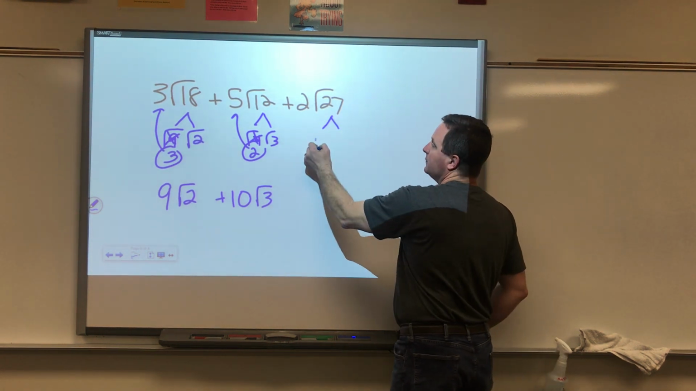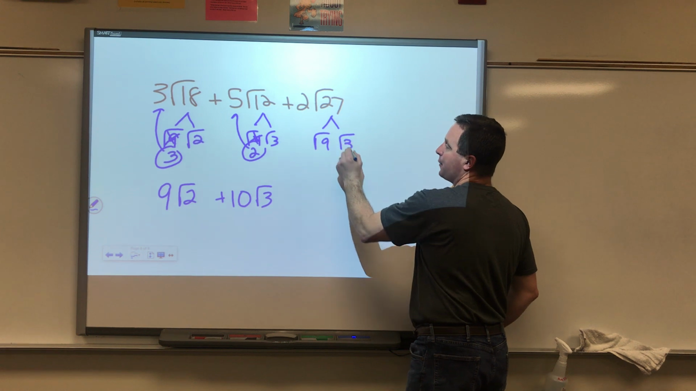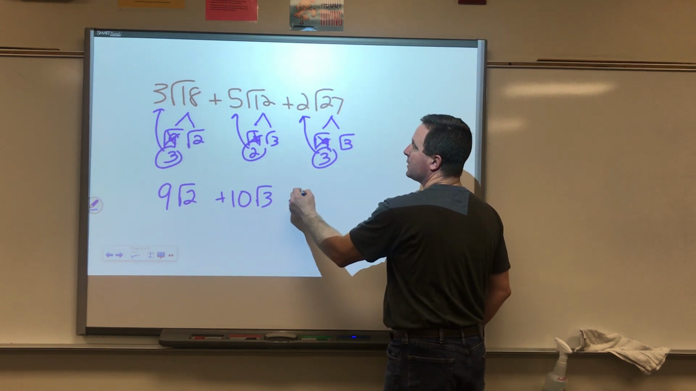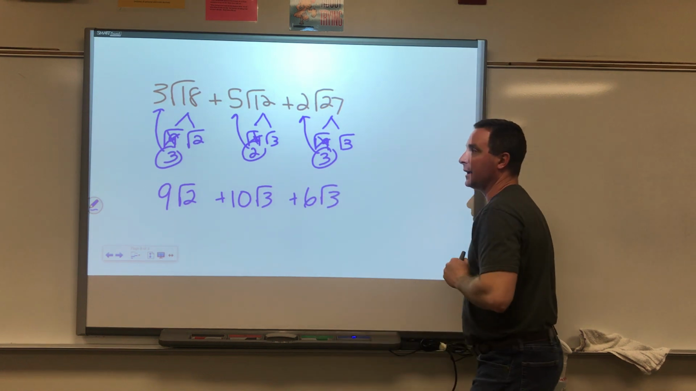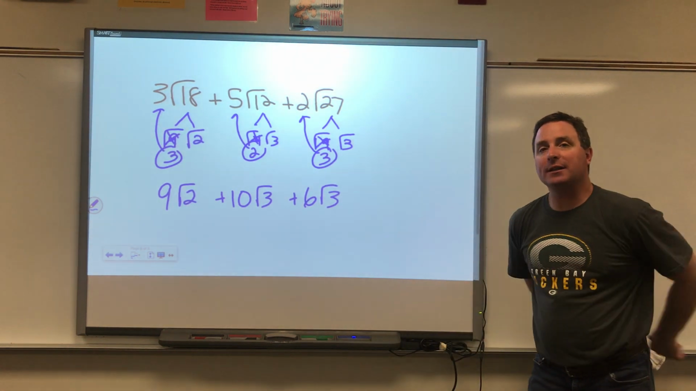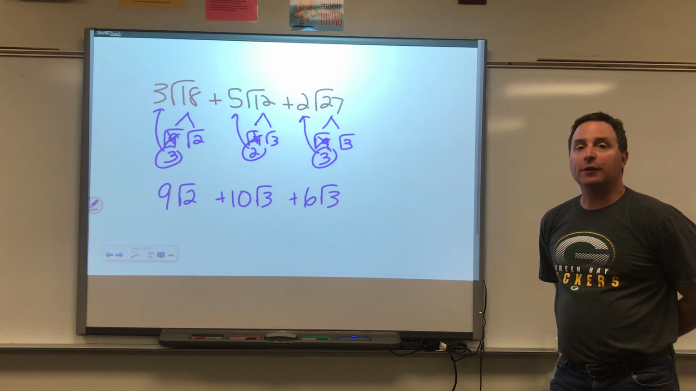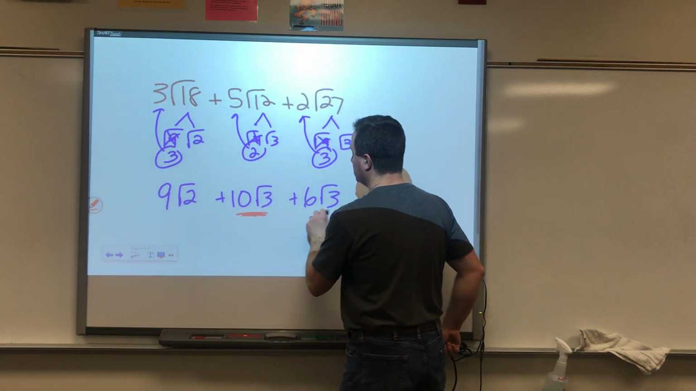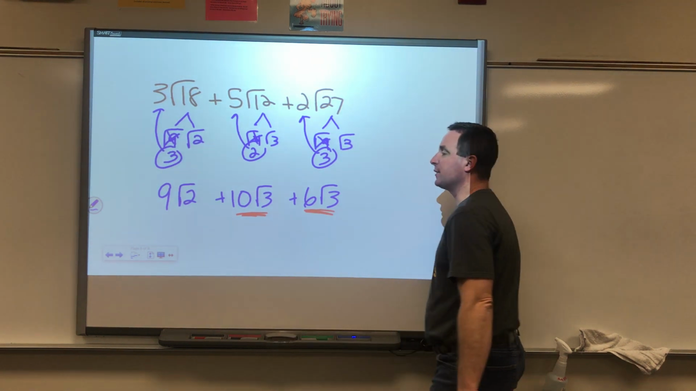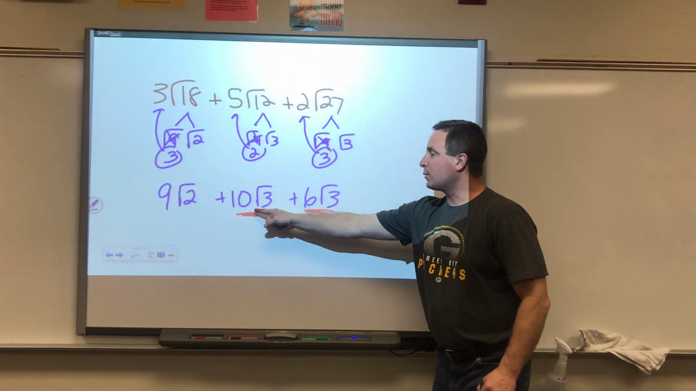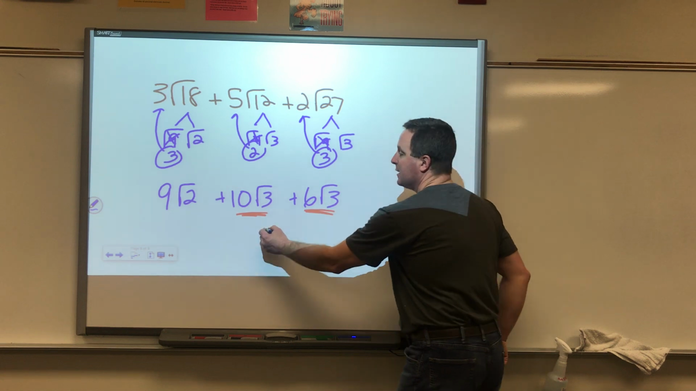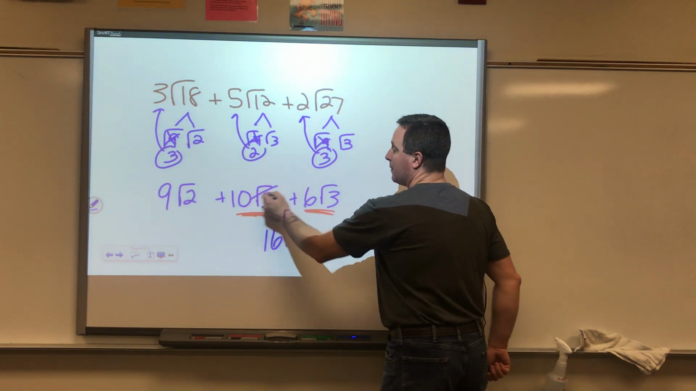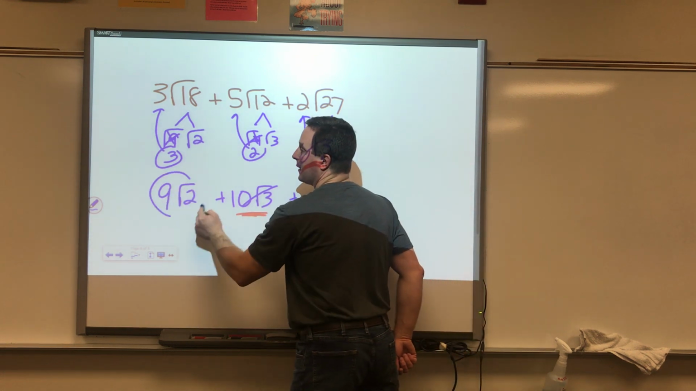And 27, if I did my factor sheet, is 9 and 3. The square root of 9 is 3. 3 times 2 is 6 square roots of 3. So I've just simplified each one individually. And now I'm going to look for like terms once all those radicals are simplified. And I think I see a couple of them right here. I see a couple square roots of 3's. 10 square root of 3 plus 6 square root of 3 is 16 square root of 3's. Okay, so I've kind of combined those two, and this is the only guy that's left.